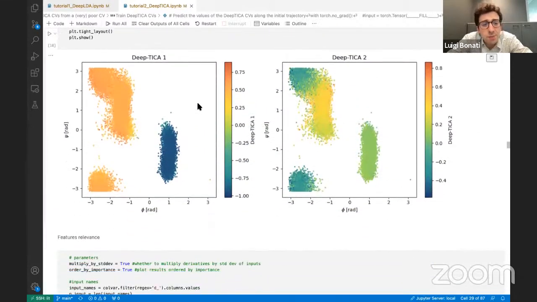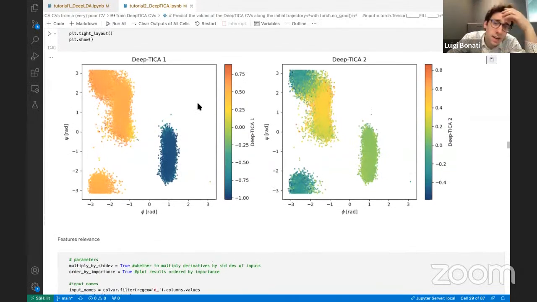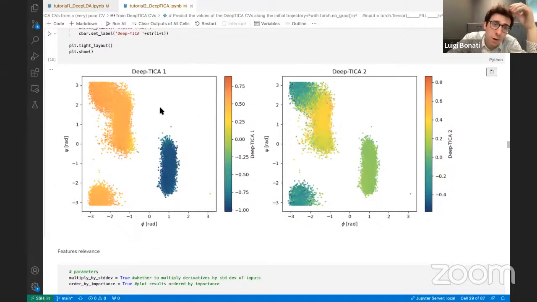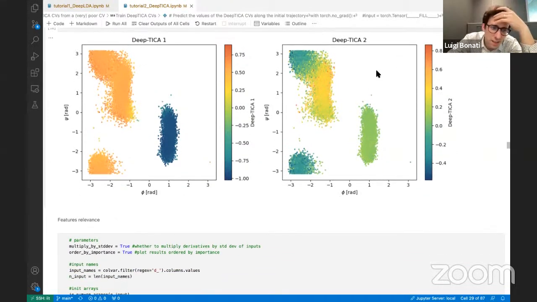And also, if we plot as before the points in the Ramachandran plot according to the deep TICA CVs, we have a very strong signal in the case of the dominant CV, deep TICA 1, but in the case of deep TICA 2, it's not.